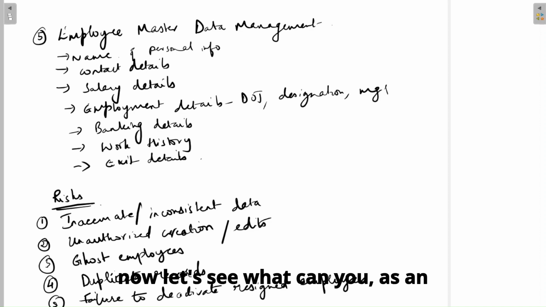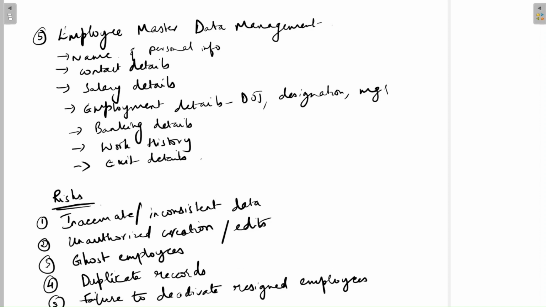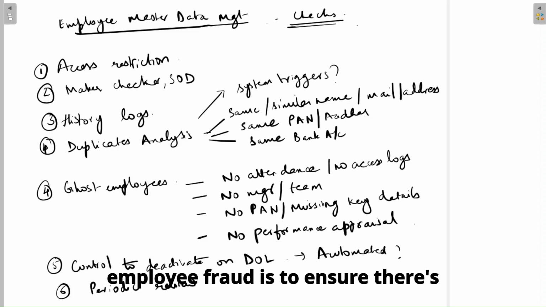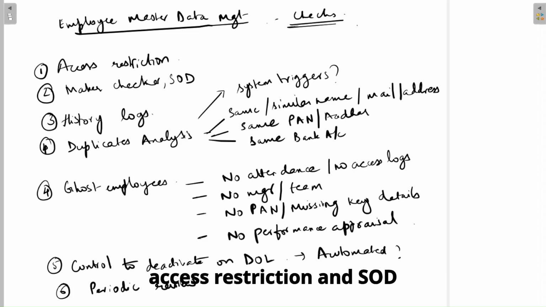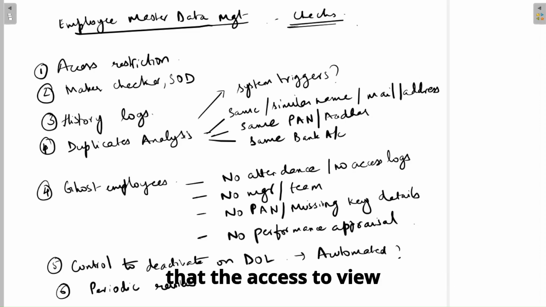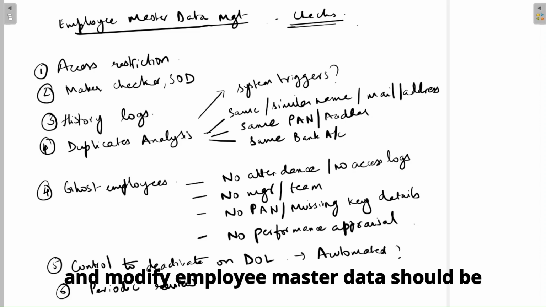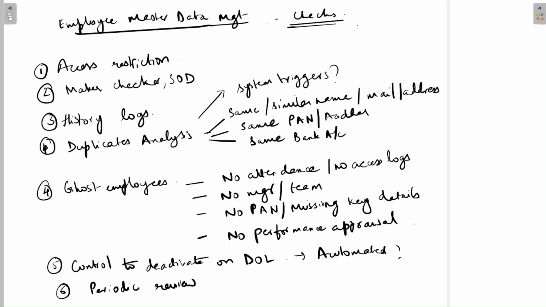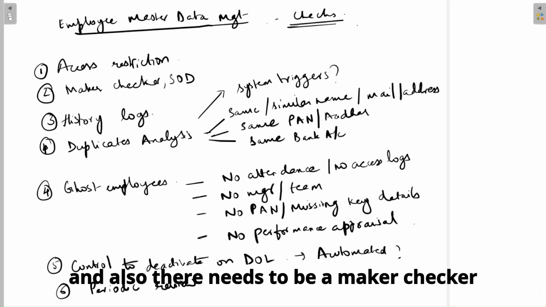So now let's see what can you as an auditor check. The first step in preventing any employee fraud is to ensure there's access restriction and SOD, or segregation of duties. This means that the access to view and modify employee master data should be restricted to authorized HR personnel, and also there needs to be a maker checker.